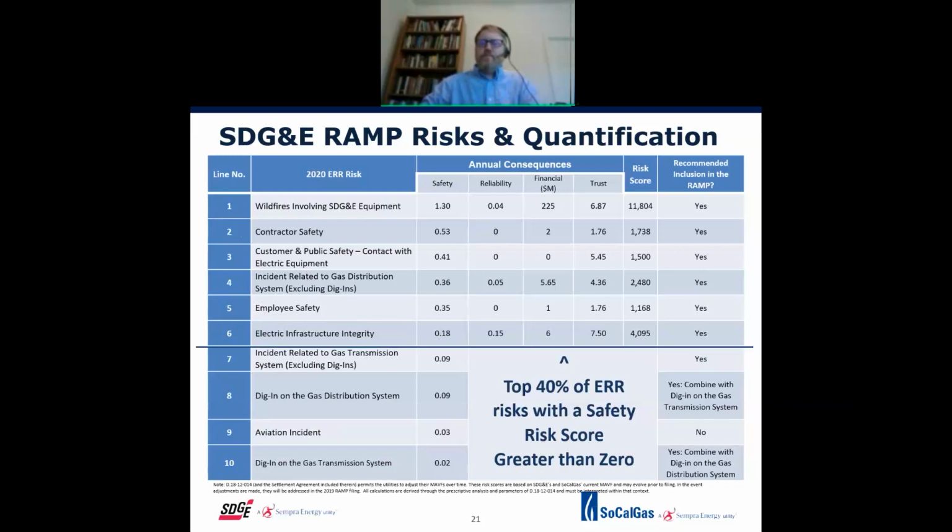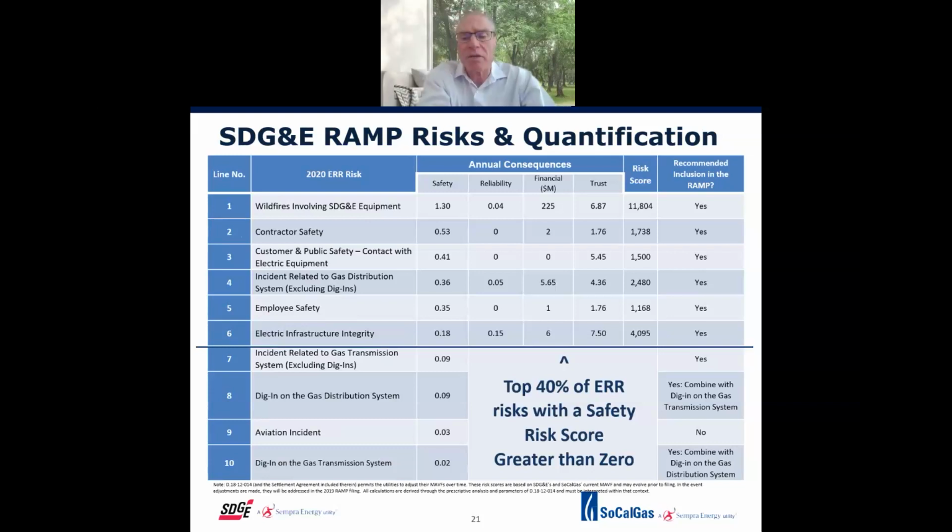Thank you for that, Mason. I also would like to ask about the congruence with this approach in your wildfire mitigation plan and the synchronization of that with your RAMP filing.